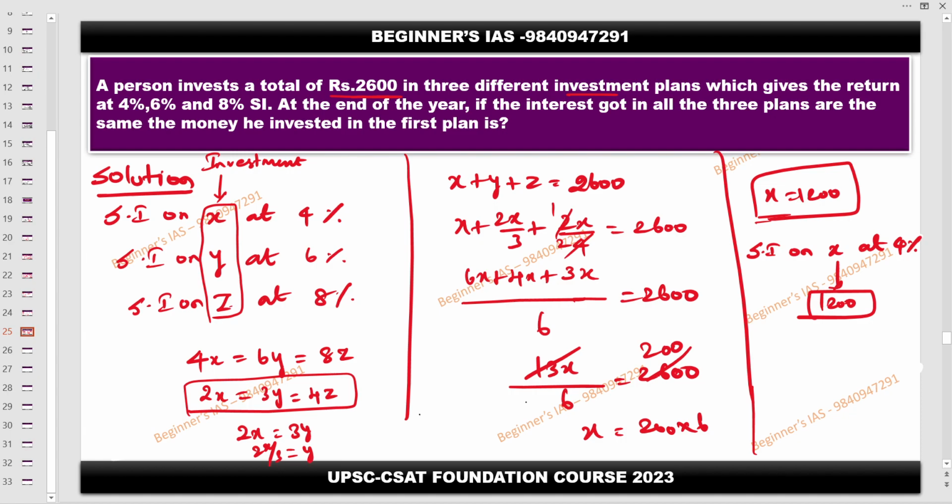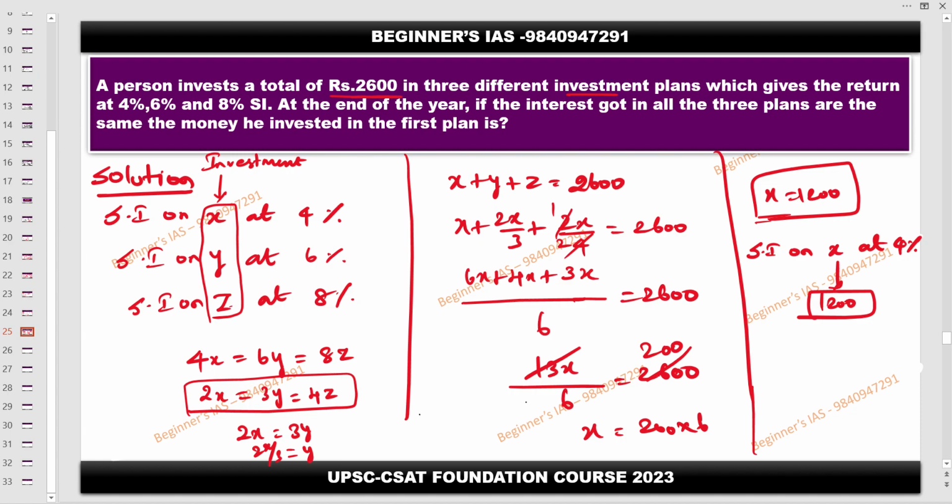Clear with my question? 1600. No, not 1600. 600, sir. Correct, Ajay. 600 is the right answer. Ajay, clear? How 600? Yes sir, clear sir. Anybody having a doubt?